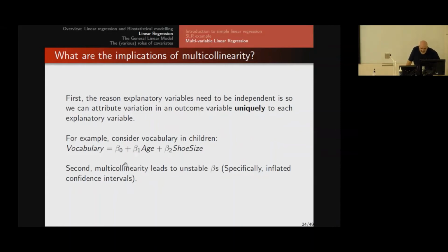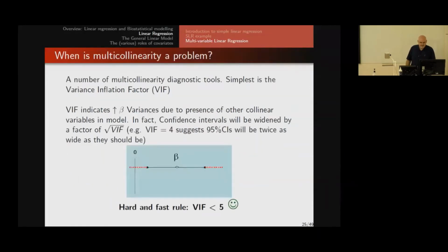Okay, the second issue that comes up with multicollinearity is unstable betas. So in other words, unstable slopes, our estimates. I should say B's, not betas. So what happens is the confidence intervals of our betas get inflated. They're larger than what they should be. So just to show you what that would look like, the true confidence interval for beta is in black. But what we see when we do the analysis is the red.